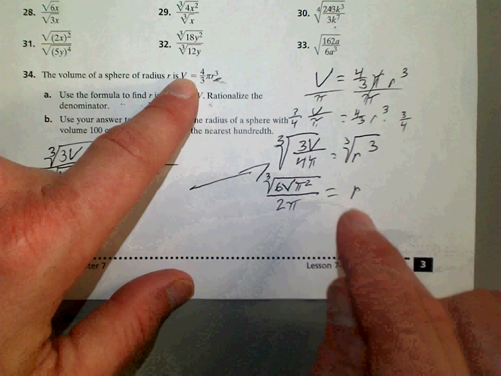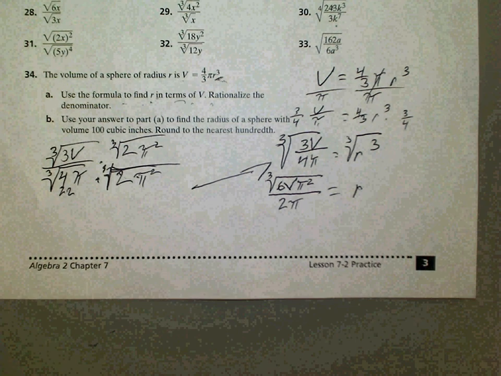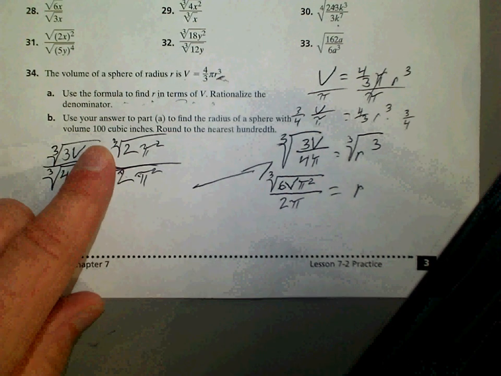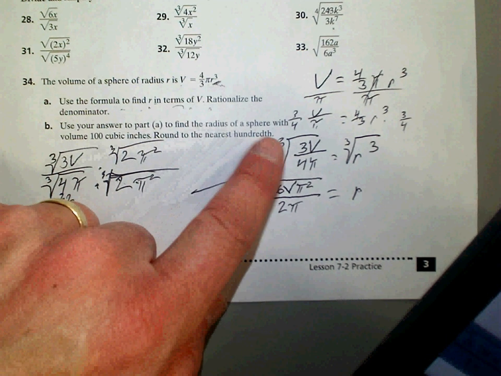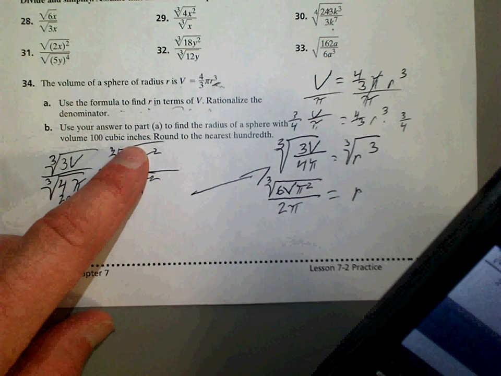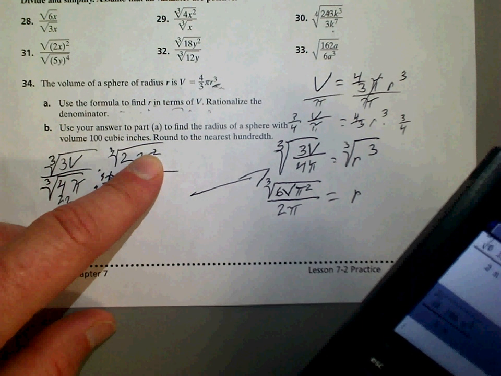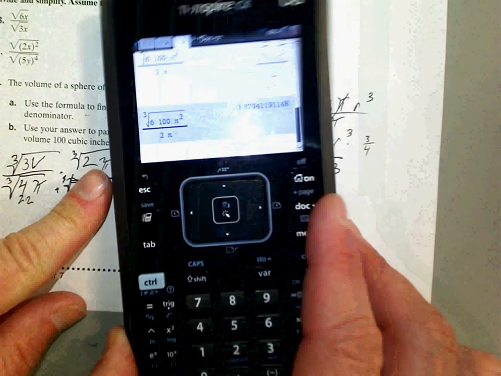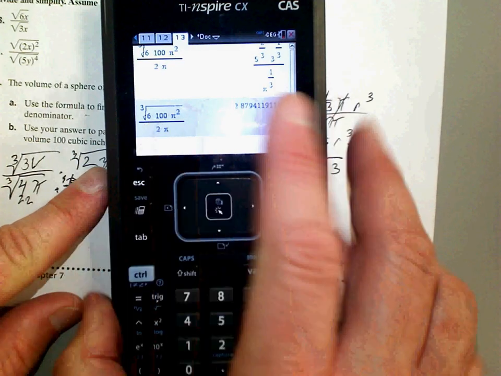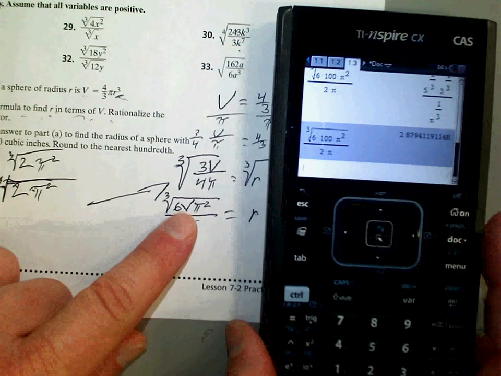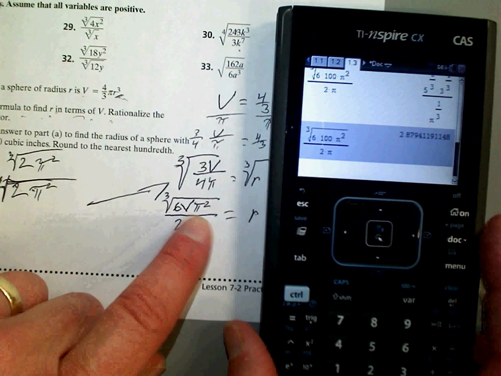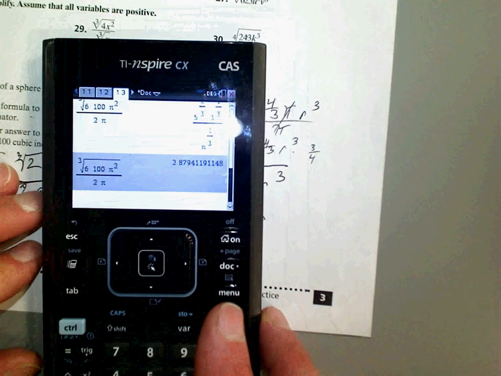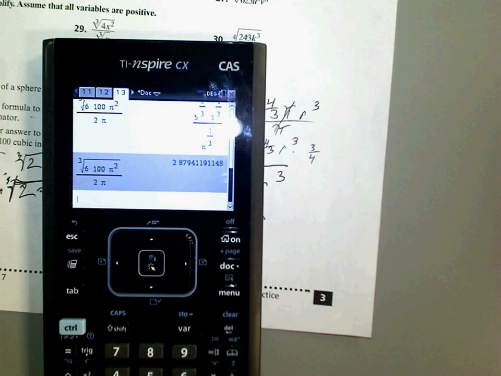Now, take your calculator. Right here it says, find the radius of a sphere with a volume of 100 cubic inches. With me? So let's type this in. I did it already. All I did was replace the volume with 100, pi squared, all over 2 pi, and on your calculator, you need to get what I have on my screen. When you get that, you know you typed it in correctly.